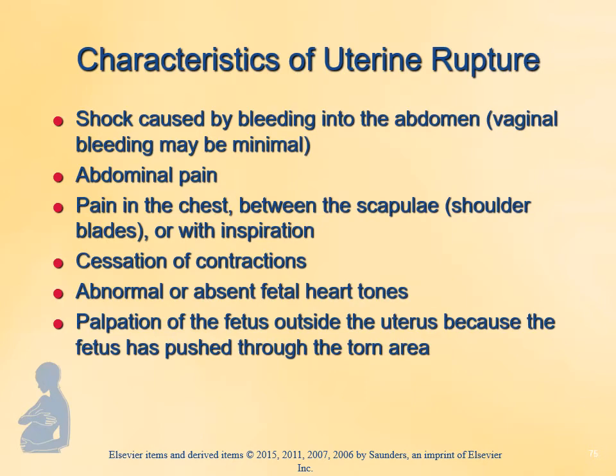The characteristics of a rupture are going to be signs and symptoms of shock. So once that uterus opens or tears, there will be significant bleeding into the abdomen. Not necessarily vaginal bleeding, although you can see vaginal bleeding when the uterus ruptures. But eventually she'll have a great deal of pain if she hasn't felt it at all when the uterus first ruptures, because as that abdomen fills up with blood, it will cause severe pain, sometimes in the chest and between the scapula and on the backside.